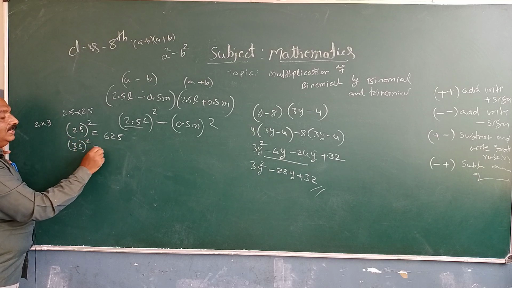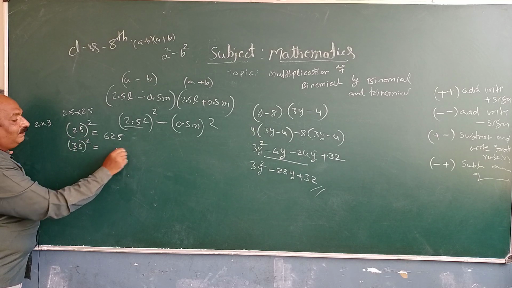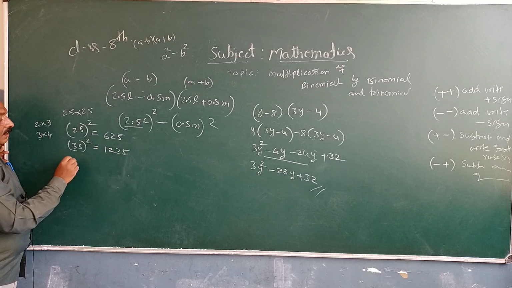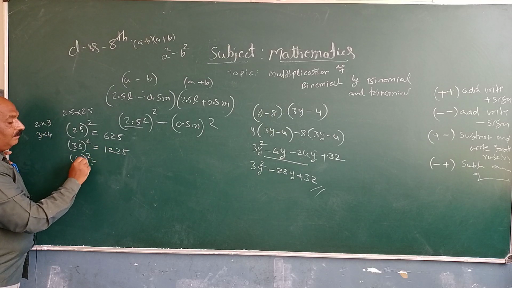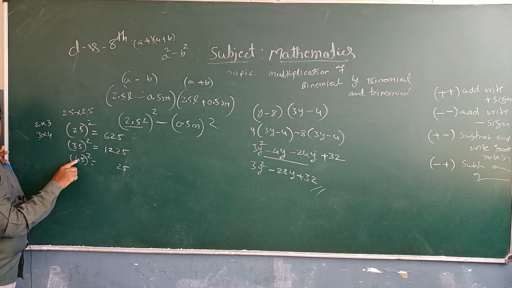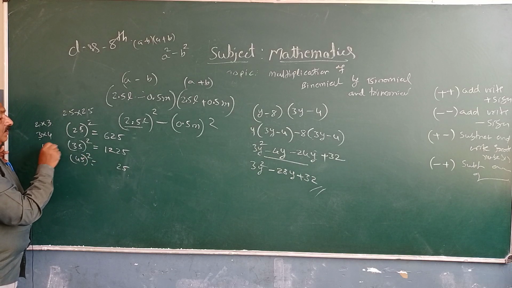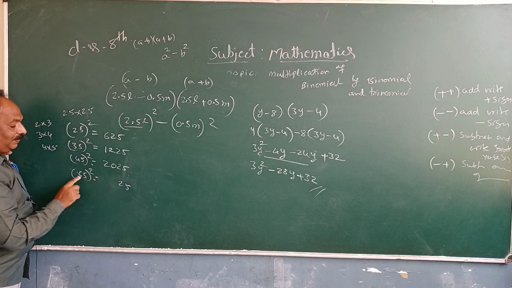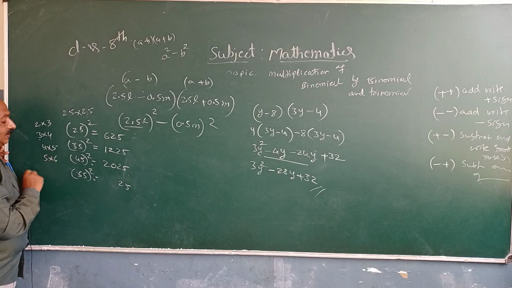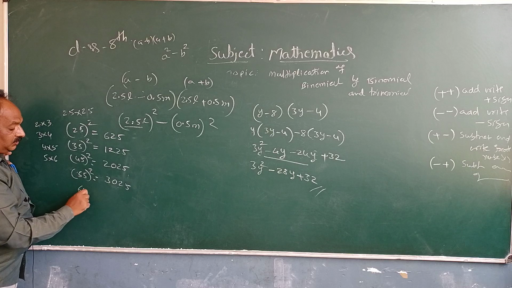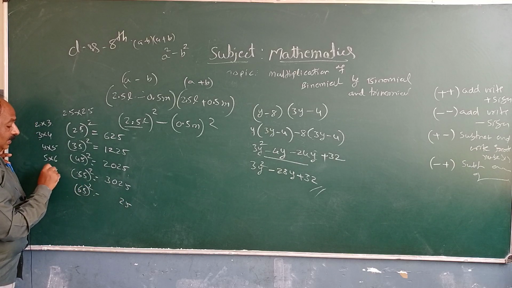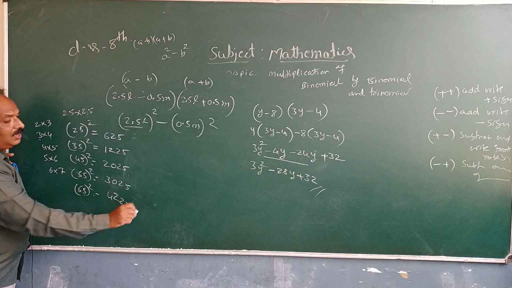35 square. Again, easy method. 5 5s are 25. What is the number here? 3. 3 into 4, 3 4s are 12. 45 square: 5 5s are 25, and 4 into 5, 4 5s are 20. 55 square: 5 5s are 25, and 5 into 6, 5 6s are 30. 65 square: 5 5s are 25, and 6 into 7, 6 7s are 42.